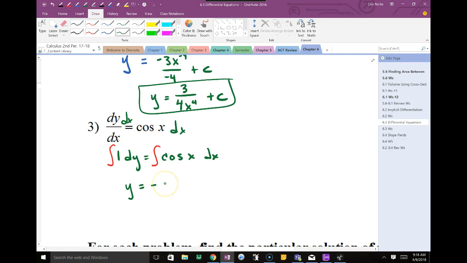Good. Okay, so the antiderivative of cosine is negative sine, very good, of x plus c. That was not so hard.